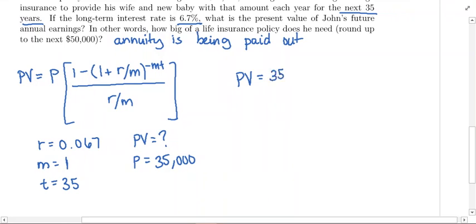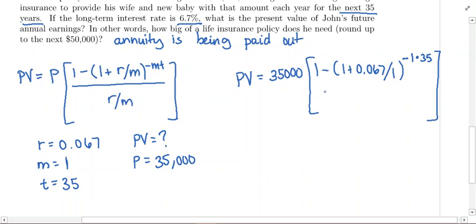So we're going to have 35,000 times 1 minus 1 plus the R value divided by M, where M is 1 here, raised to the negative M times T, and then everything in the numerator is divided by R over M. So that's how you would plug into this. And now we're going to go to our calculator and plug this in.